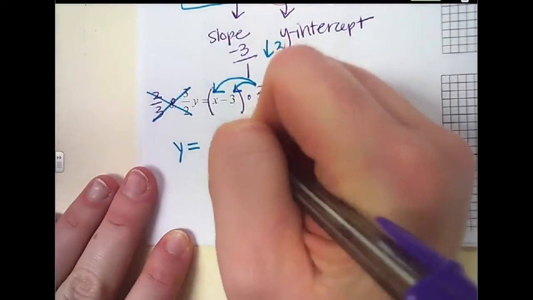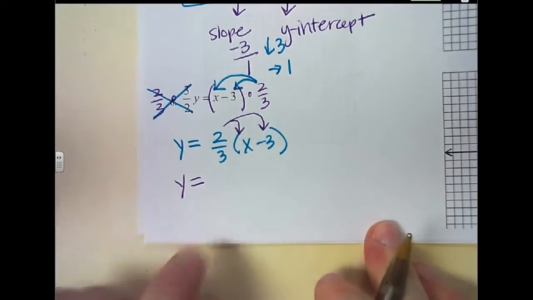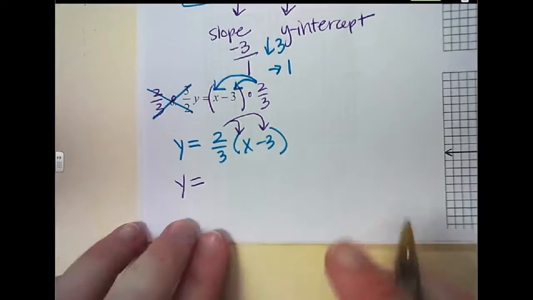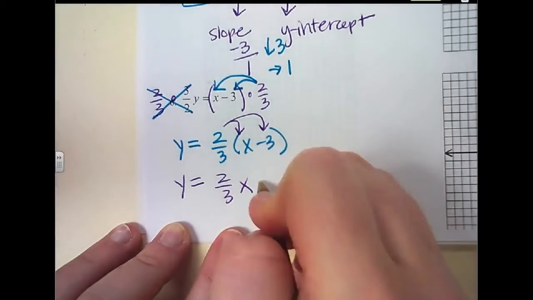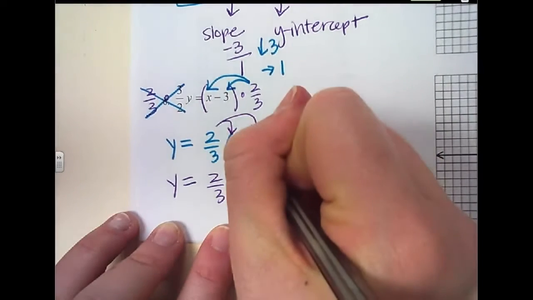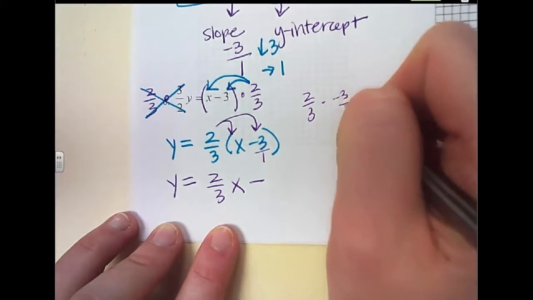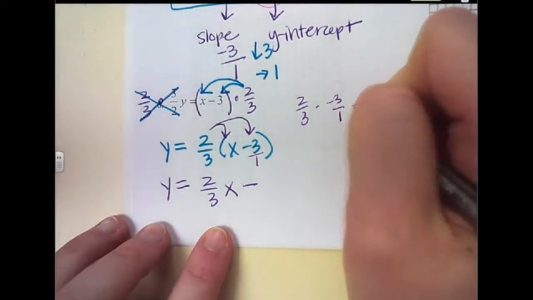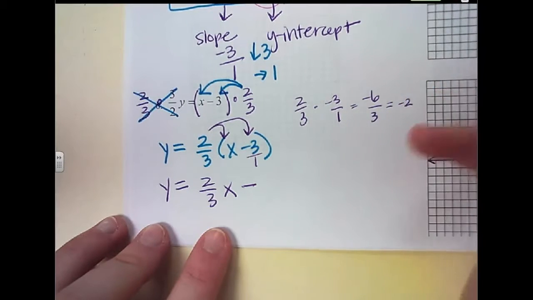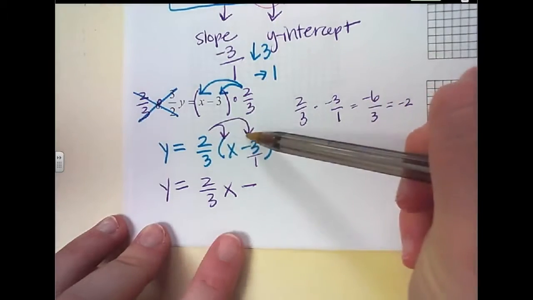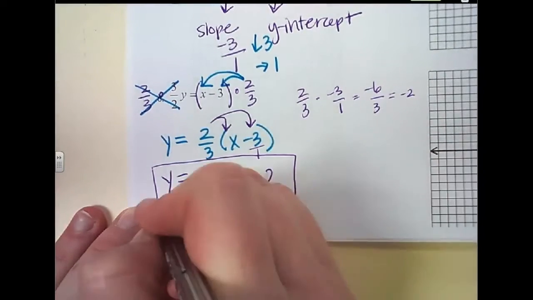And now I'm going to distribute. So y equals, what's 2/3 times x? 2/3 x. Then I have 2/3 times -3. I know it's going to be a negative. This is -3/1. So if we need to write it off to the side, I have 2/3 times -3/1. Good. -6/3, which reduces to -2. Now, you'll have a calculator. So if you don't know how to do that, put that in your calculator. And -2 is what goes right here. So that's our equation. So the equation is part of your answer.